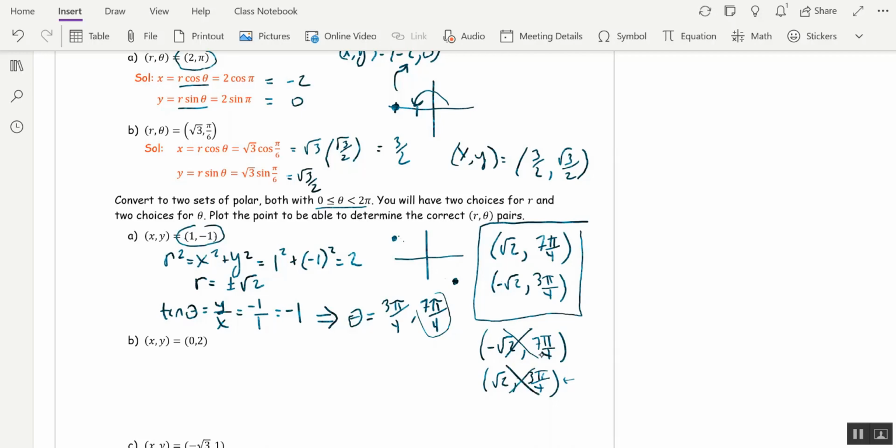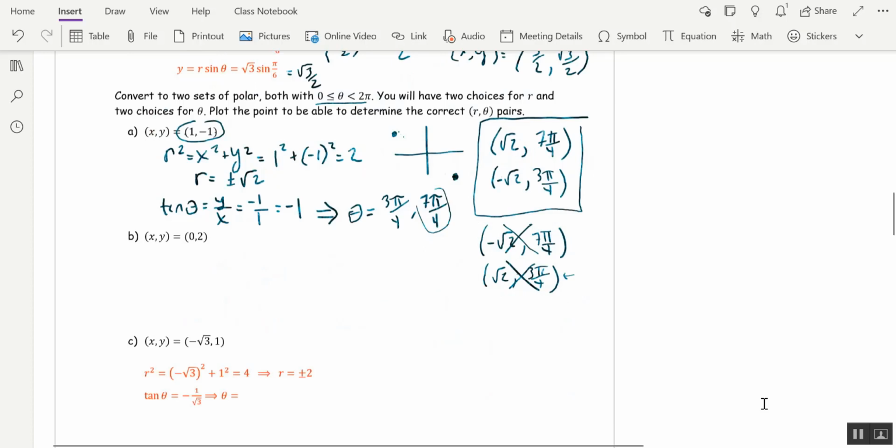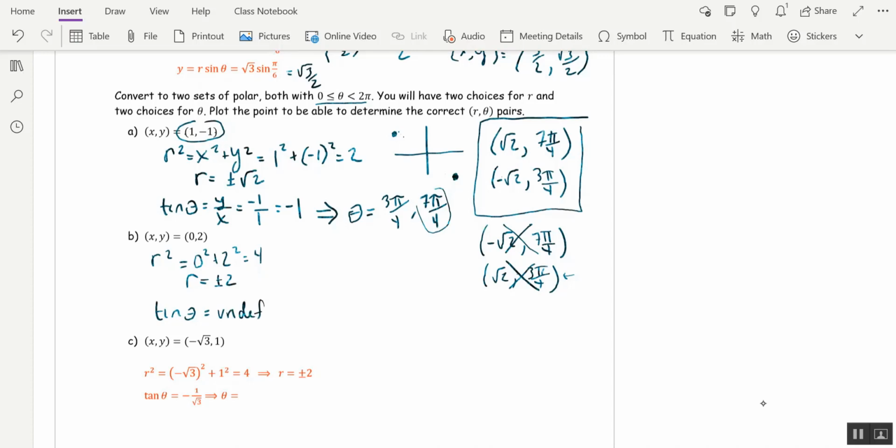So some students write down all 4 choices and scratch out the ones that don't work. I typically go straight for the 2 ones that will work. Okay, let's do another one. r squared is x squared plus y squared, which in this case is 0 squared plus 2 squared, which is 4. So r is plus or minus 2. Tangent theta is y over x. 2 over 0 is undefined. So I know theta is π/2 or 3π/2. Those are the 2 angles between 0 and 2π where tangent is undefined.